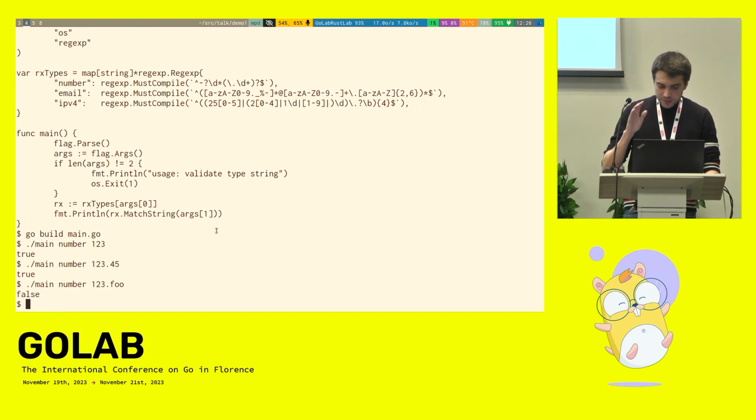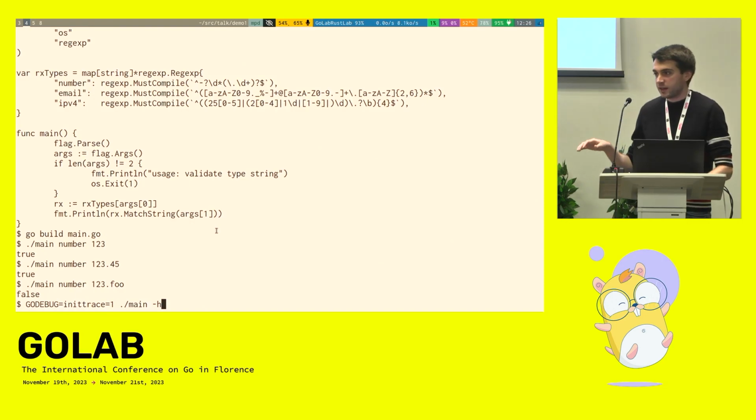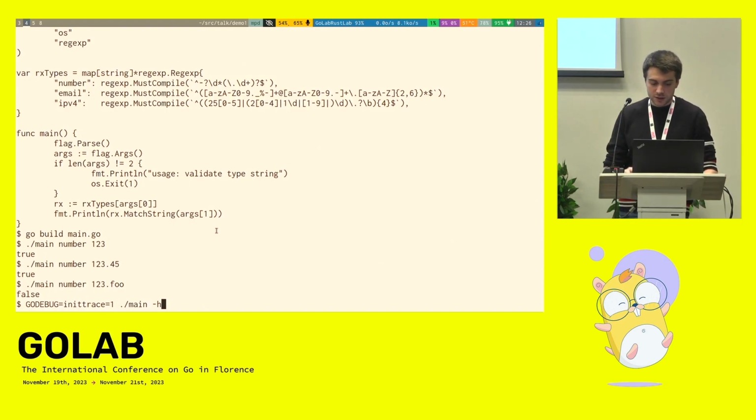So what we can do since Go 1.16 is use a Go debug flag called inittrace. So let's do GODEBUG=inittrace=1. And I'm going to use the -h flag because all I want to do is look at what happens at init. I don't actually want the program to do anything interesting. So in this case, just show me the help. I just want you to do the binary package initialization when I execute you, right?